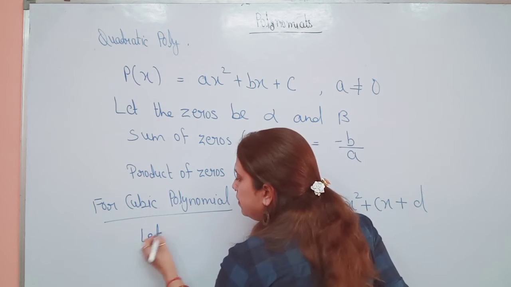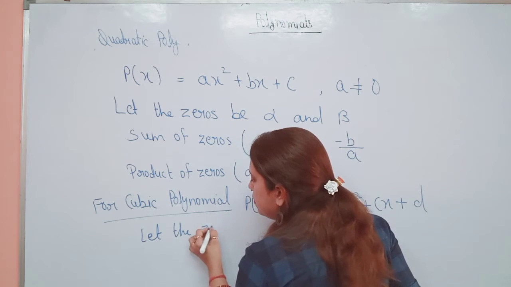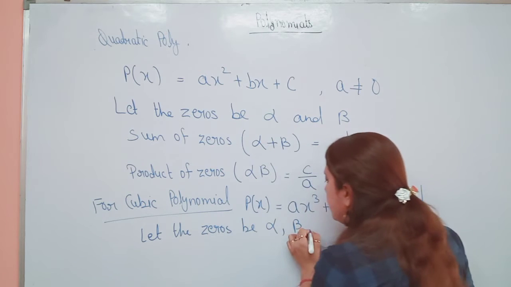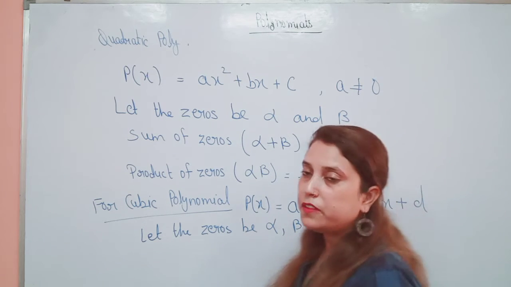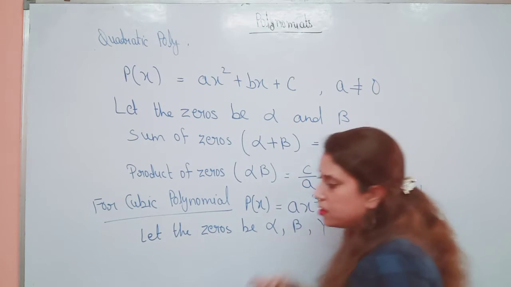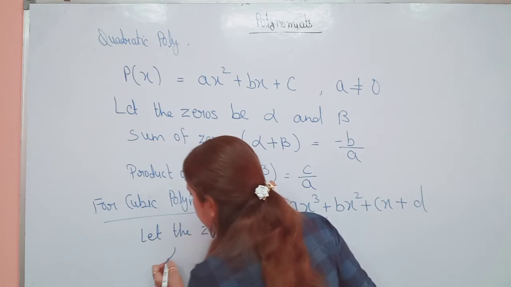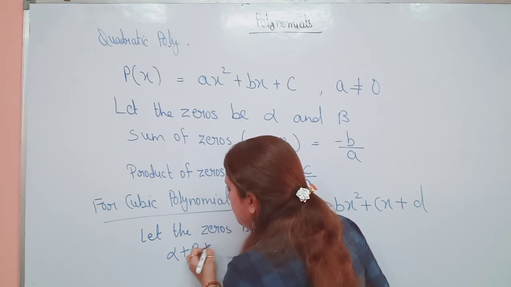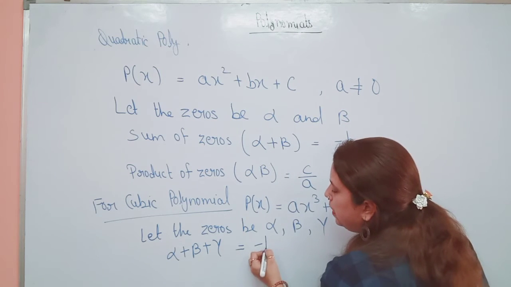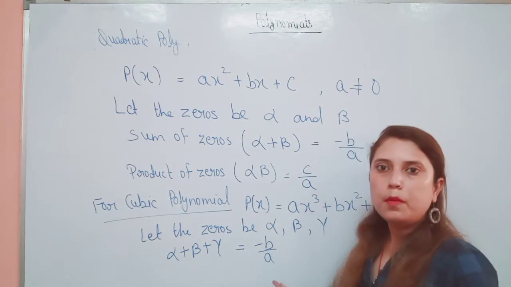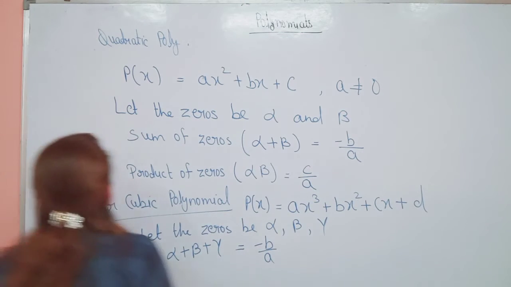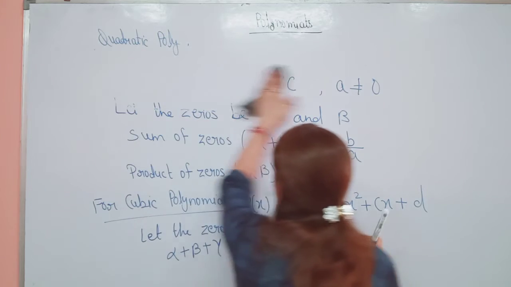Let the zeros be alpha, beta, gamma. Now how to find the relations? The first relation is the sum of zeros. So the sum of zeros, alpha plus beta plus gamma, is equal to minus b upon a.